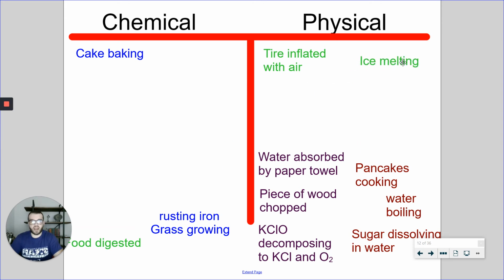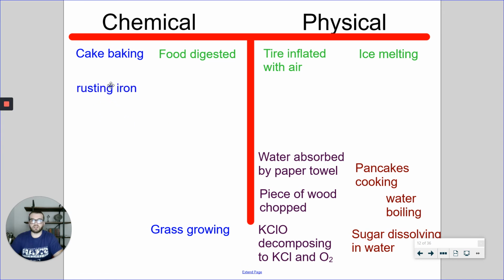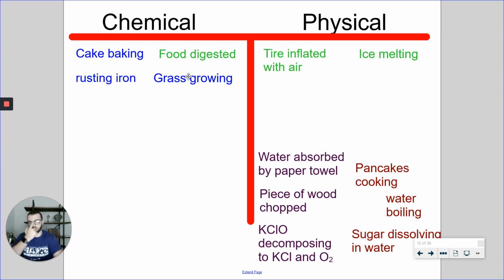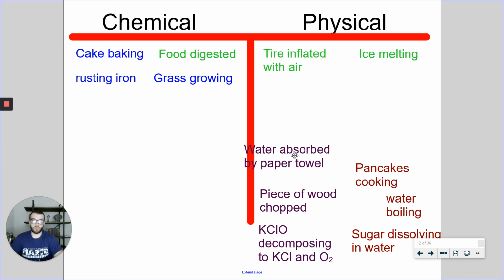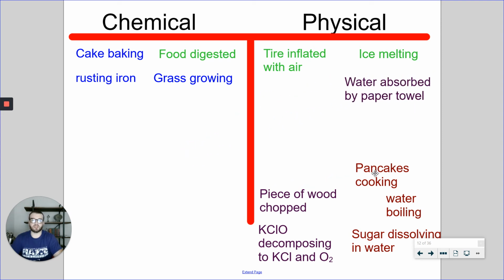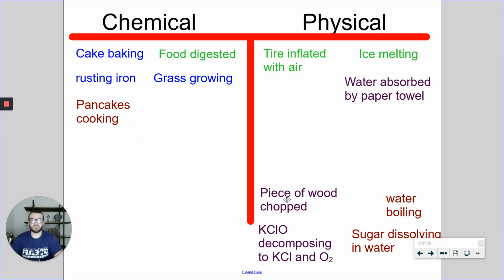Okay. Ice melting, physical. Food being digested, chemical. Rusting iron, chemical. Grass growing, that is chemical. Water absorbed by paper towel. Water is still water. Paper towel is still paper towel. Pancakes cooking. Anytime you see something like cooking, rusting, fire, that's all chemical.